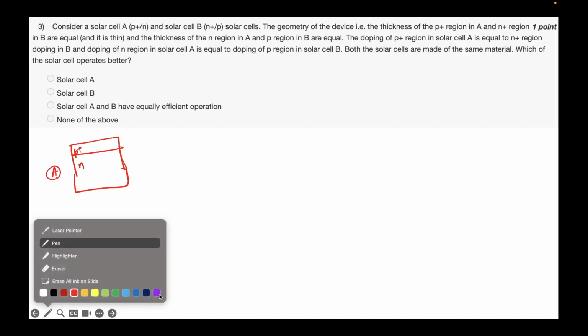Solar cell A is P plus N. Okay, so we have P plus and N, this is A. On the other hand we have solar cell B. This is N plus and P. So this is solar cell B, but the thicknesses are the same.